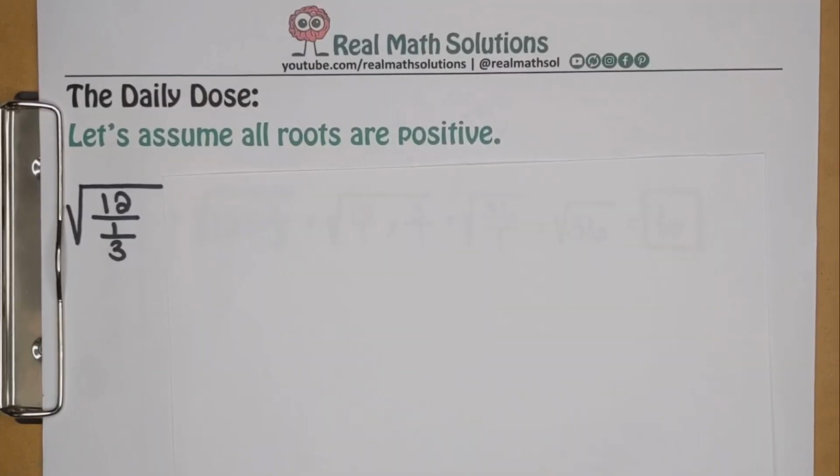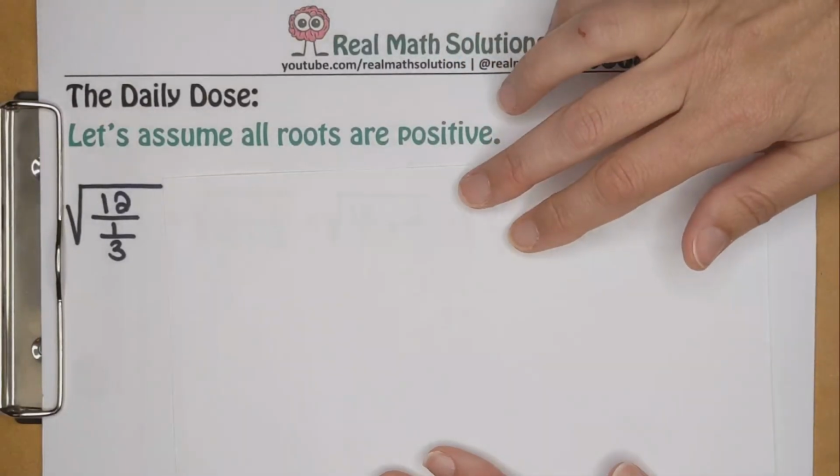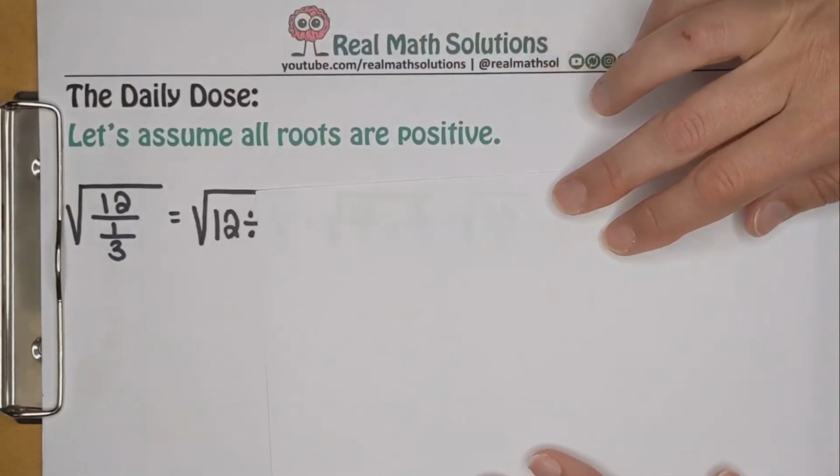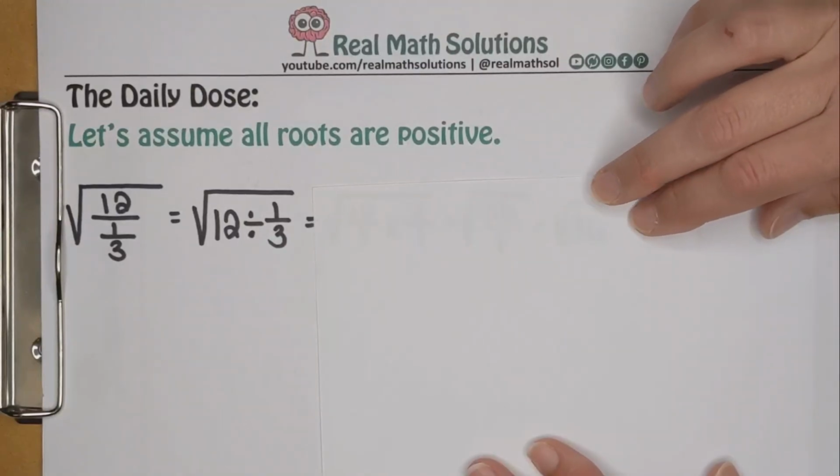As we simplify this expression, we're going to assume that all of our roots are positive. Here we have the square root of 12 divided by 1/3. Well, since we involve 1/3 in the denominator, we're going to go ahead and rewrite that as a fraction division problem, 12 divided by 1/3.